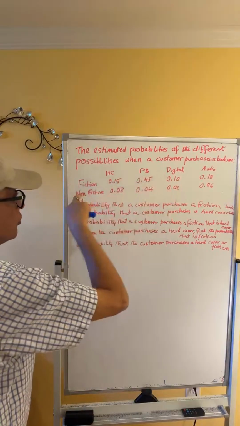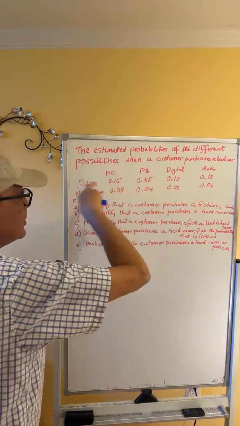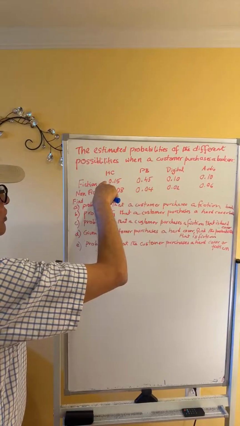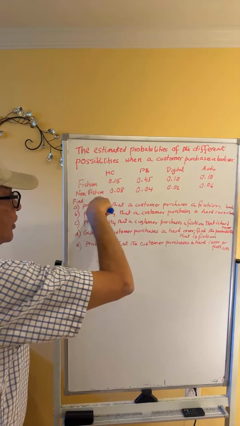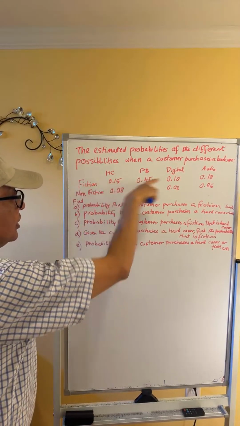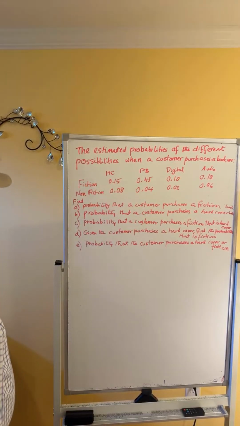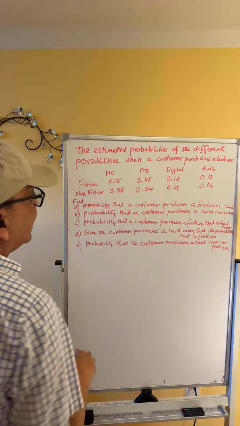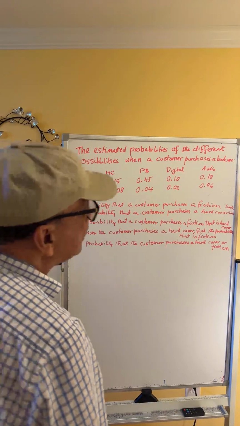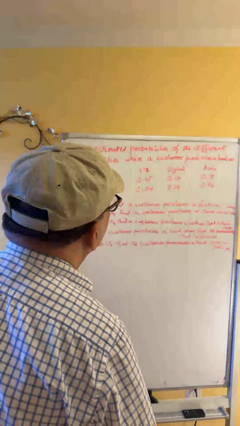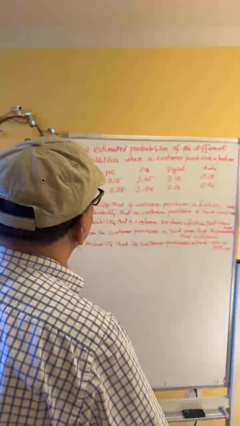There are two rows of that. So four columns and two rows. The top row is fiction, the second row is non-fiction. So the books may contain either fiction or non-fiction. They ask, find the probability that a customer purchases a fiction book.